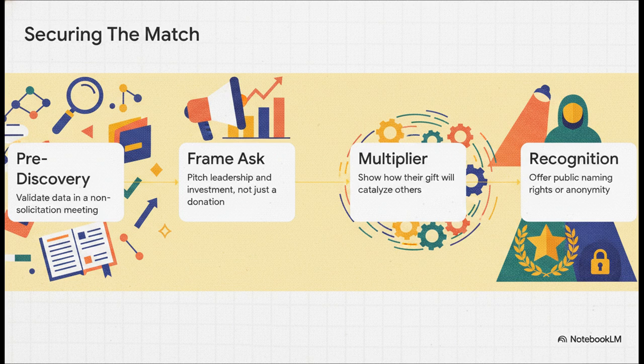Well, here's the step-by-step progression. Step 1, the pre-discovery phase. This is where you invite them to a non-solicitation meeting. Just update them on your goals and validate your affinity data. Step 2, framing the conversation. You want to pitch this as leadership and investment, not just a donation. Ask them to lead a campaign. Step 3, highlight that awesome multiplier effect we just looked at. And finally, Step 4, discuss recognition options. You can offer public naming rights to inspire others, or strict anonymity, if that's what they prefer. You really just have to be flexible here.